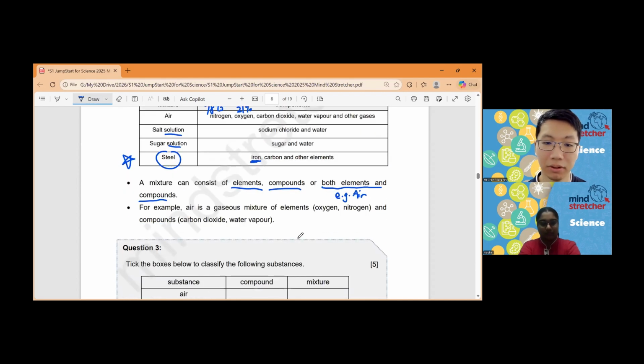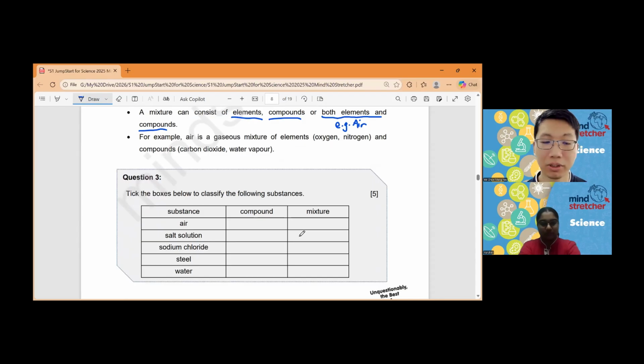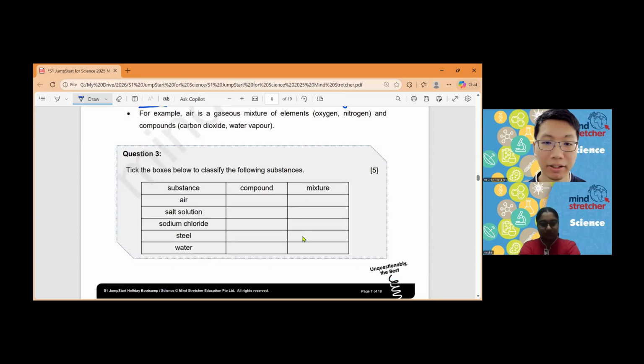All right. Okay, let's just put some ticks here. Classify these substances according to whether they are compounds or mixtures. So can you all tell me in the chat now? Air is a compound or mixture? Air, Rishi, air. Just now I just said it. No, no, no. It cannot be both. It's only one.